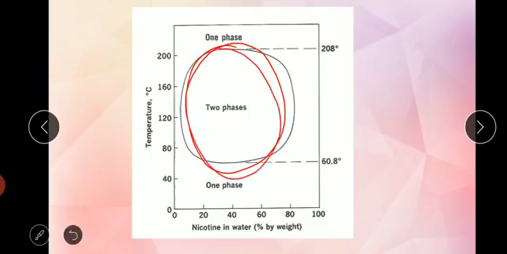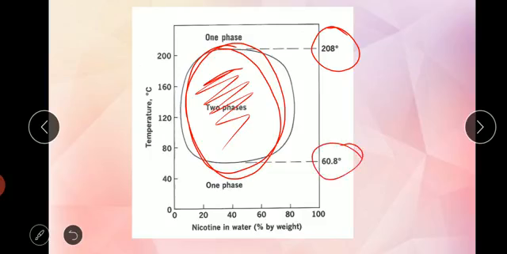okay, so basically in this curve there are two phases, यानी कि इस कर्व के अंदर जो हमारा निकोटिन और वाटर है, they will be immiscible in each other. Alright, लेकिन अगर हम टेम्परेचर इंक्रीज करते हैं to 208 degrees Celsius, they will be giving us a single phase. That means they will be miscible with each other. And if we decrease the temperature to 60.8 degrees Celsius, that means even if we are decreasing the temperature, they are still giving us the miscible phase. All right.